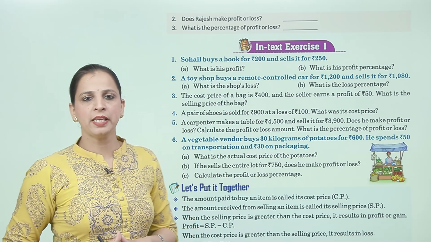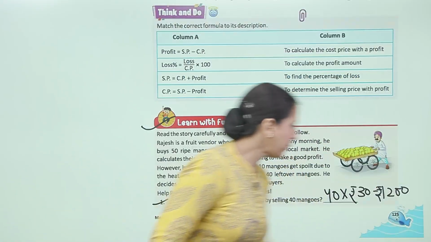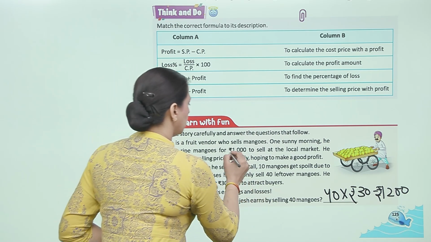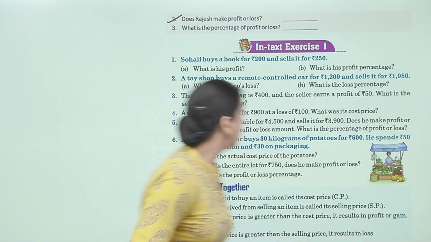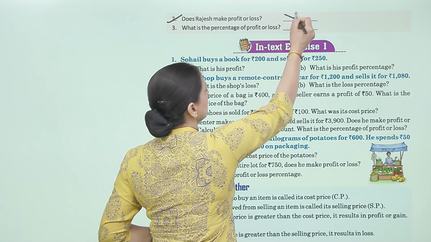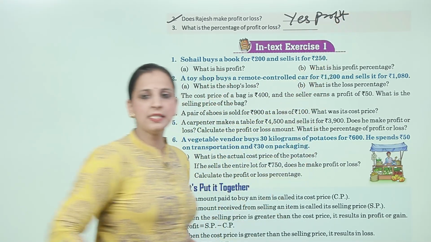Does Rajesh make profit or loss? राजेश ने टोटल कितने में खरीदा था? टोटल 1,000 रुपीज में, और सेल कितने में किया? 1,200. तो यस, does a profit of rupees 200.